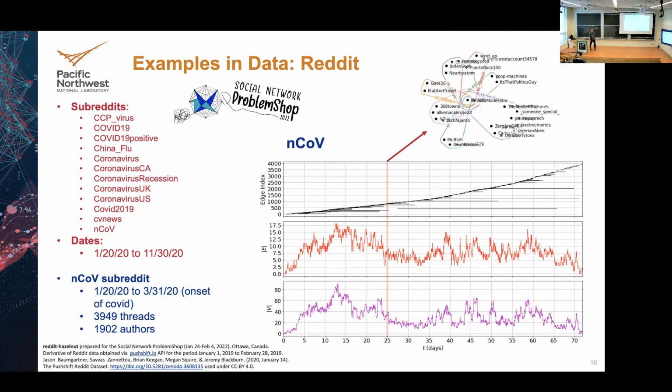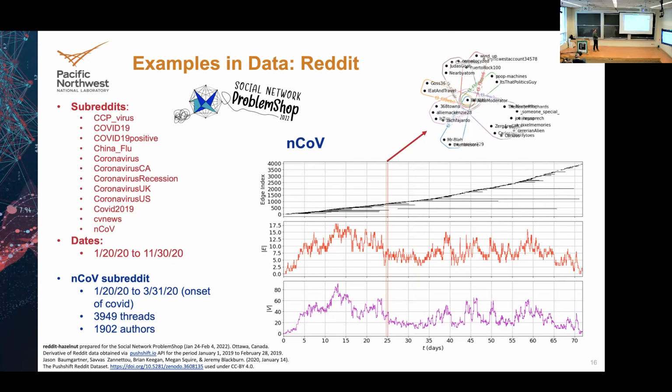So how we created these hypergraphs from this data was we treated each thread in the Reddit data as a hyperedge, and then the users in that thread as the nodes of that hyperedge. So here I show an example hypergraph from this data during this time.